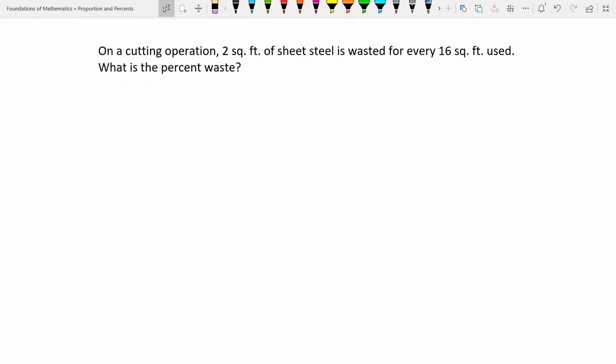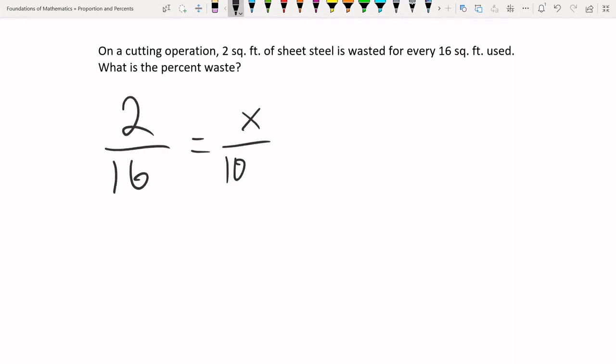All right, here we are cutting up some sheet steel. 2 square feet of sheet steel is wasted for every 16 square feet used. What is the percent waste? Well, we're looking for what percent is 2 square feet of 16 square feet. 2 over 16 equals x over 100, right? If this is the percentage that 16 is, then 2 is going to be what percentage of that? It's going to be a smaller number, right? 16 gets smaller, so 100 is going to get smaller.